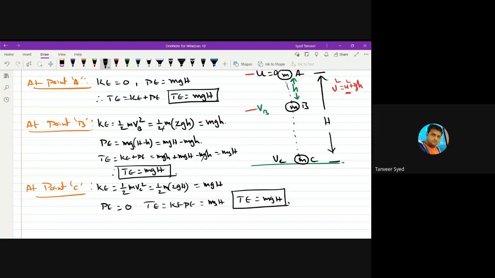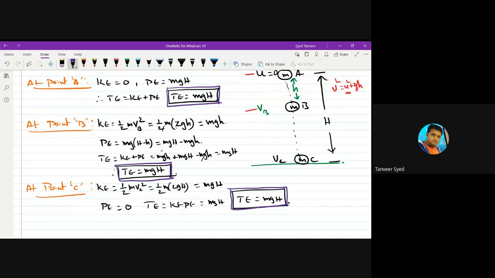Now what do you say from this? It is conserved in a body, sir. Hmm. Total energy at point A is mgh. Total energy at point B is mgh. Total energy at point C is also mgh. That means total energy of the body is remaining constant. Remaining constant means it is conserved. It's not changing. Okay. But kinetic and potential energies are changing.